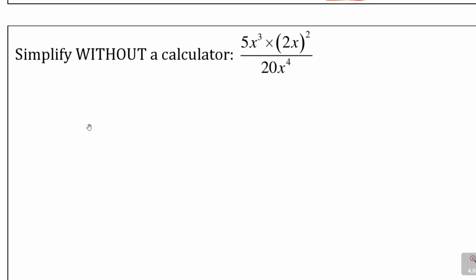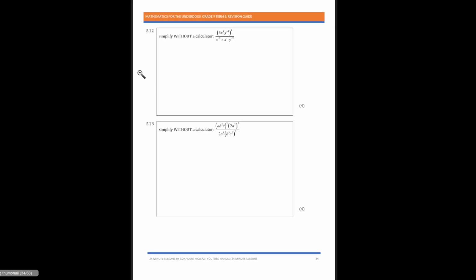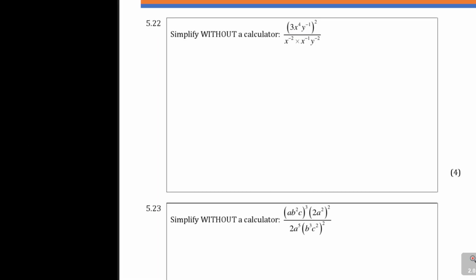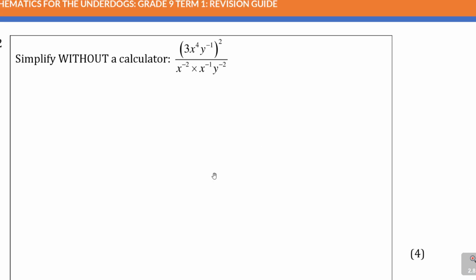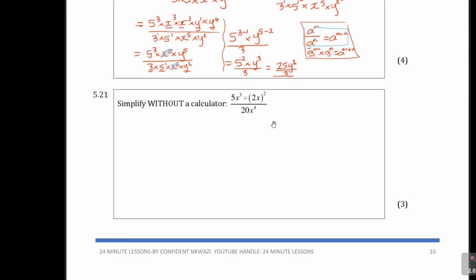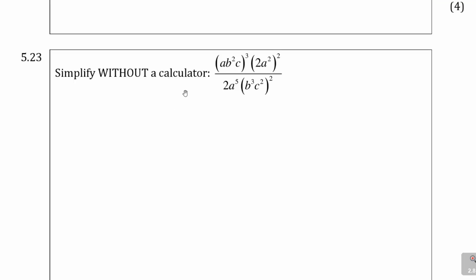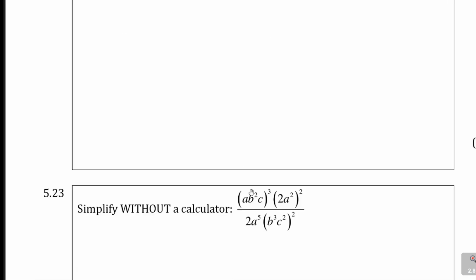Alright, and then let's look at this other one. Let me see my time. I think my time won't allow me to do it, sorry about that. I wanted to do more of this, I wanted to do this one. Okay, so time doesn't allow me, guys, so I need to stop here, and then in the next lesson I'll try to do 5.21 as well as 5.22 and 5.23.